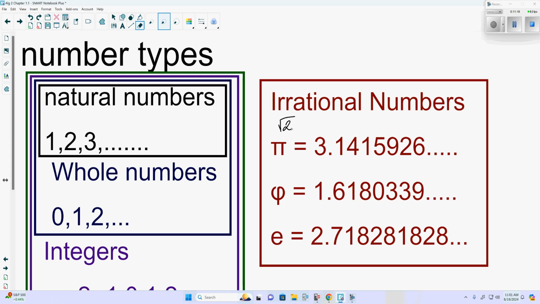Questions on these so far? And irrational is our I with 2 lines. It's kind of interesting that they came up with the concept of an irrational number before they came up with the concept of a negative number.